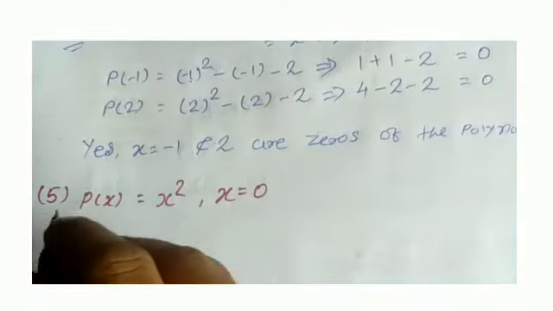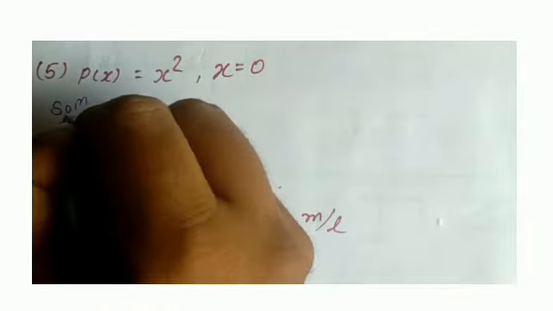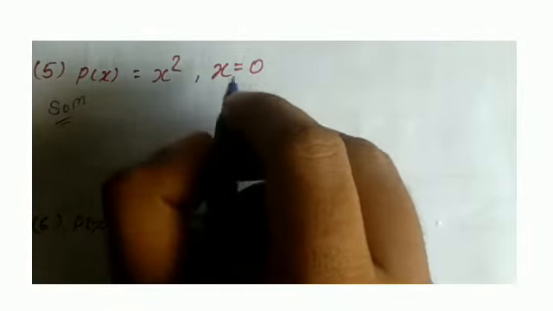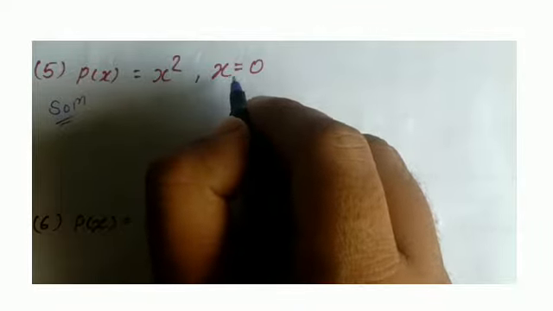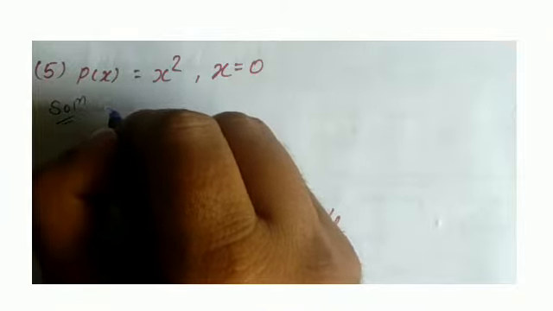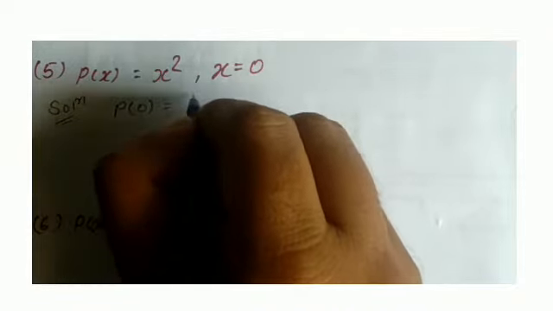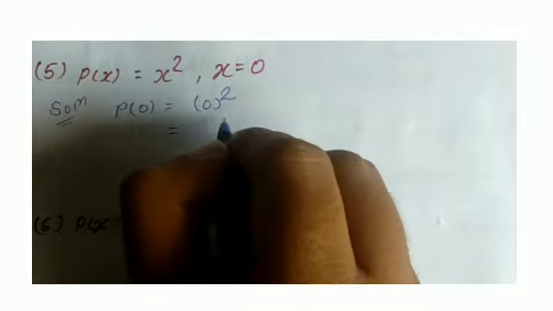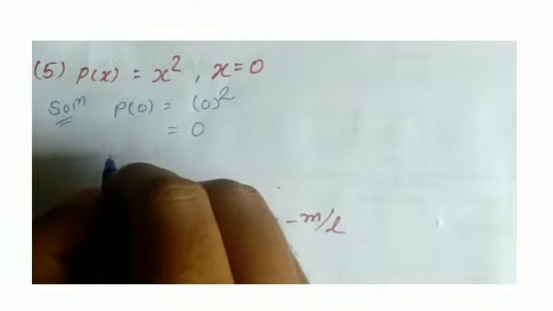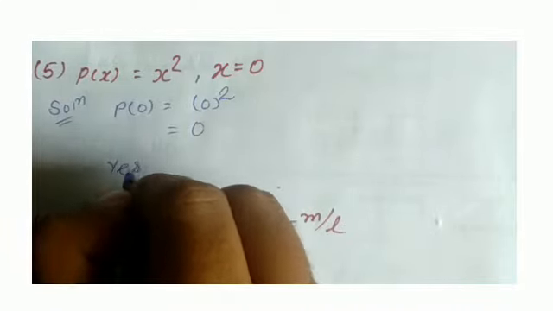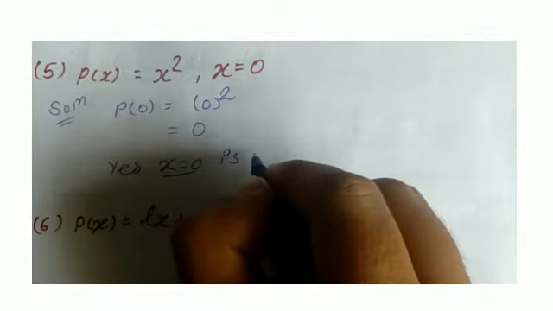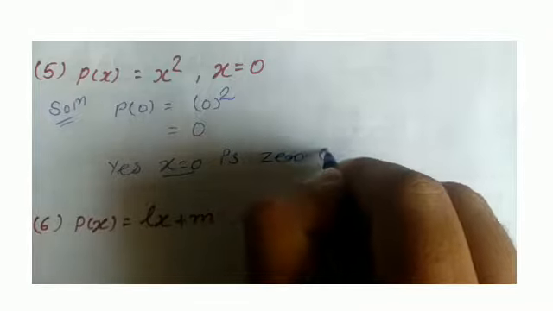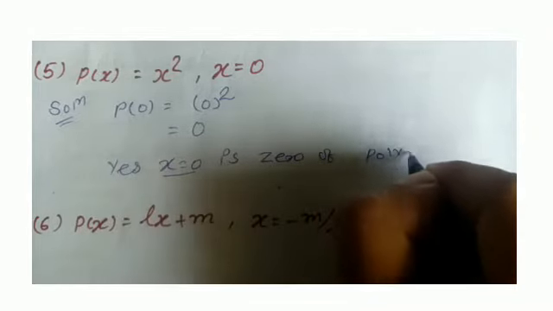Now fifth one, P of x is equal to x square. Now we need to take value of x is equal to 0 and verify it. So first you can write P of 0 is equal to 0 square. So what is the square of 0? Of course 0. So we can write down yes, x is equal to 0 is a zero of the polynomial.